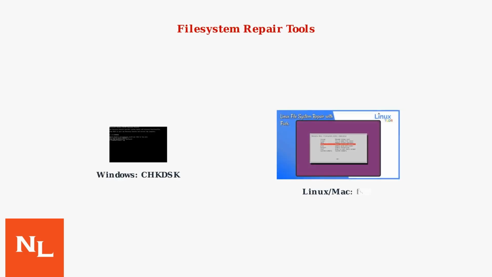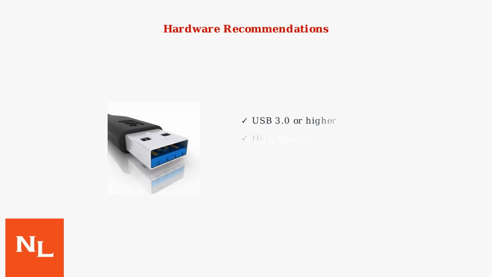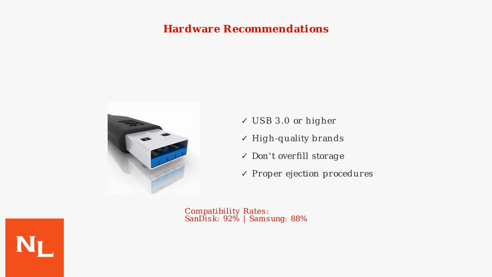Format your USB drive to FAT32 with a 32 kilobyte cluster size and MBR partition table using your computer. You can also use file system repair tools. Windows users can run chkdsk, while Linux and Mac users can use fsck to scan for and repair bad sectors. For best results, use high-quality USB 3.0 or higher devices.